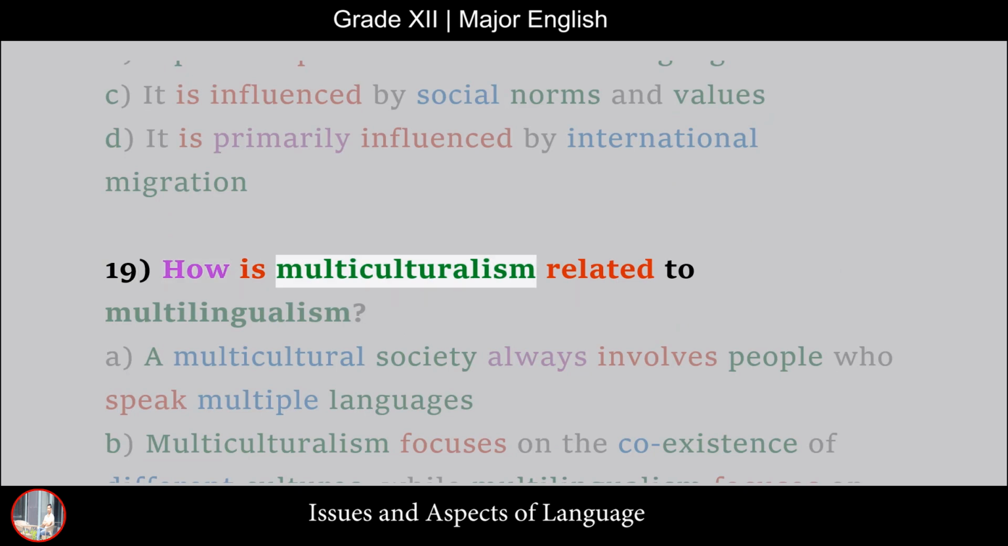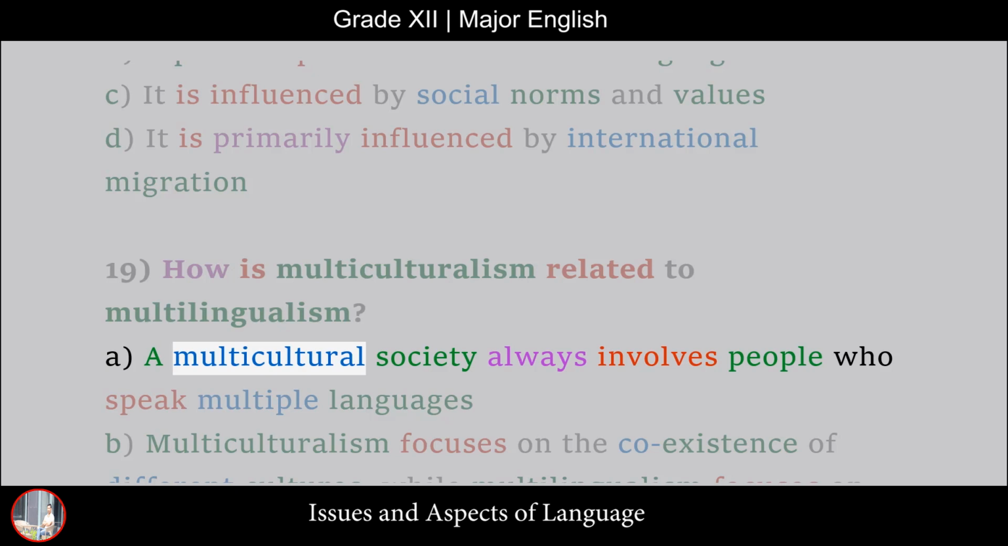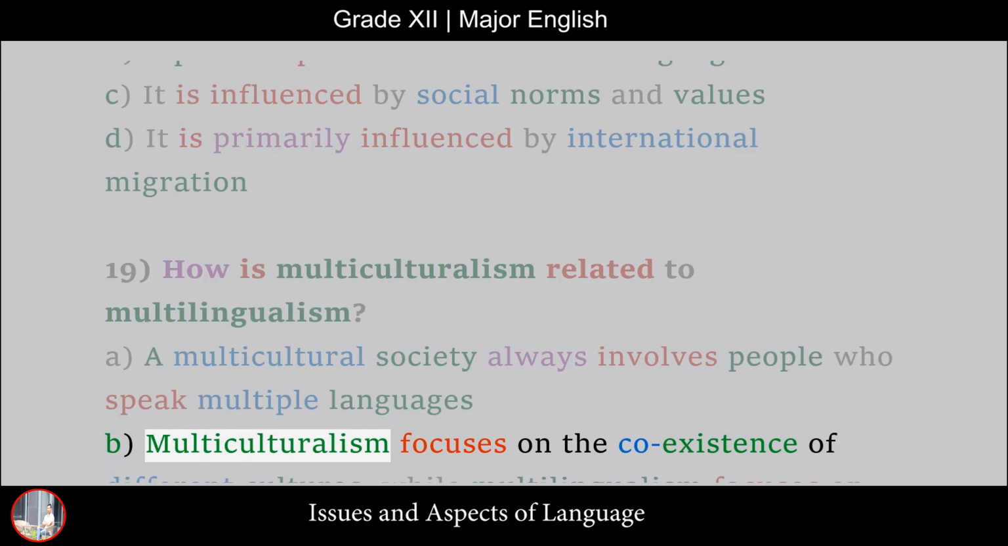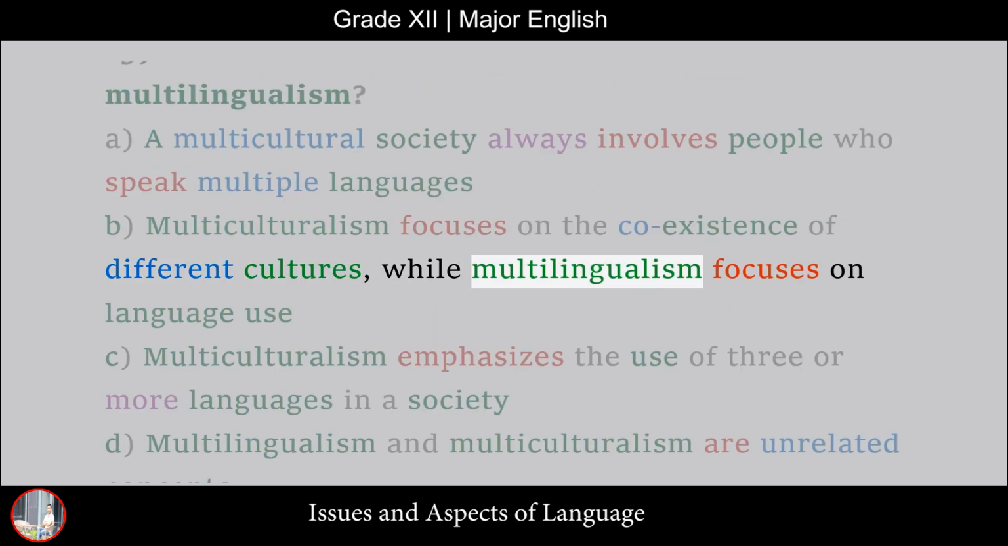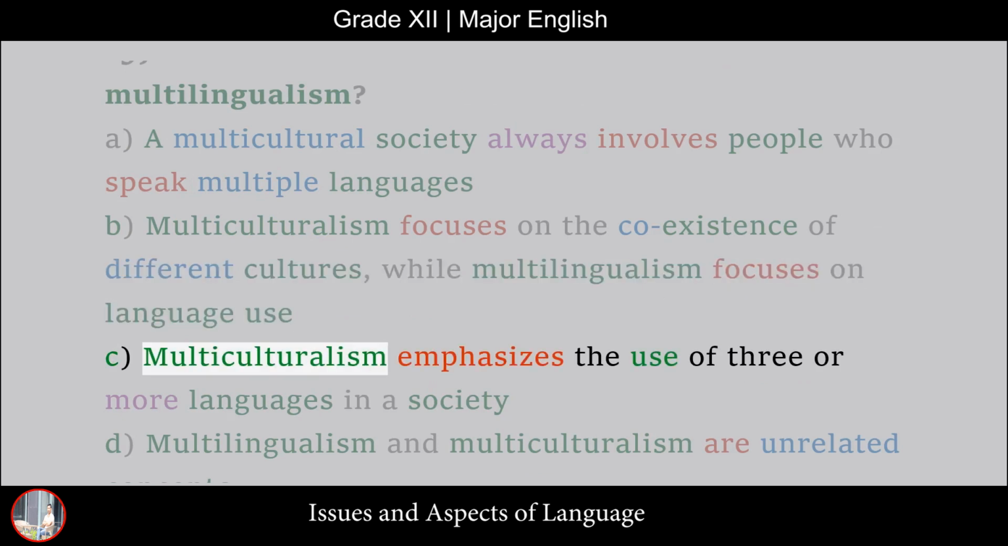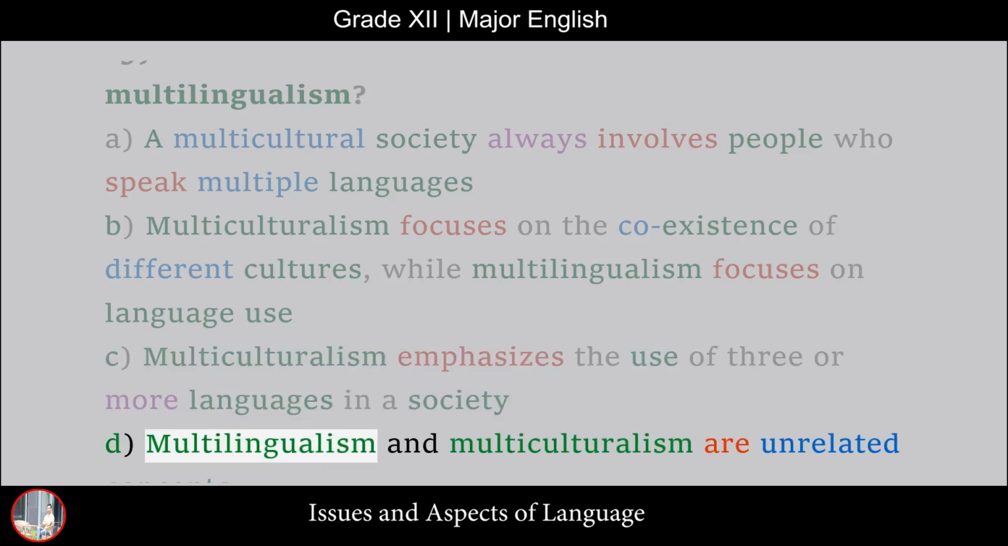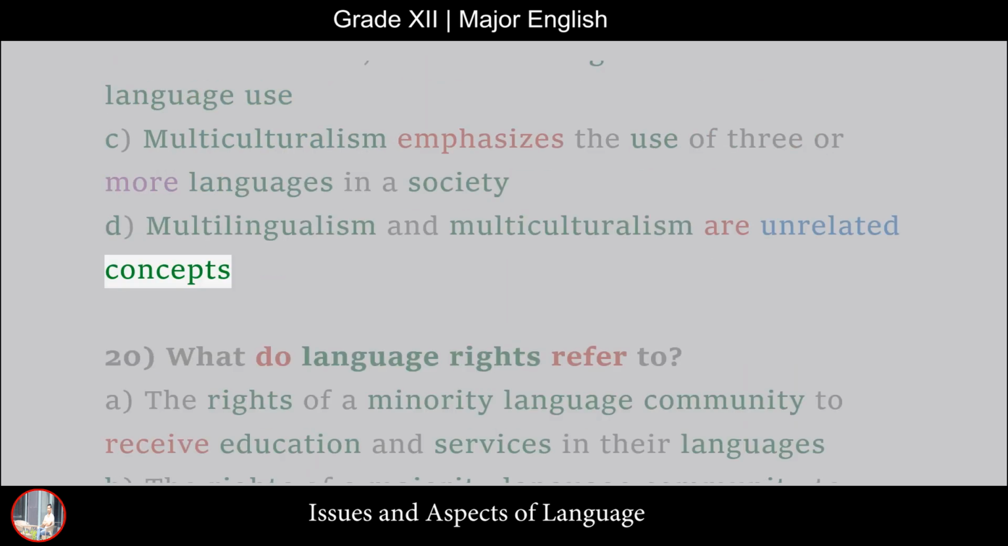19. How is multiculturalism related to multilingualism? A. A multicultural society always involves people who speak multiple languages. B. Multiculturalism focuses on the coexistence of different cultures, while multilingualism focuses on language use. C. Multiculturalism emphasizes the use of 3 or more languages in a society. D. Multilingualism and multiculturalism are unrelated concepts.